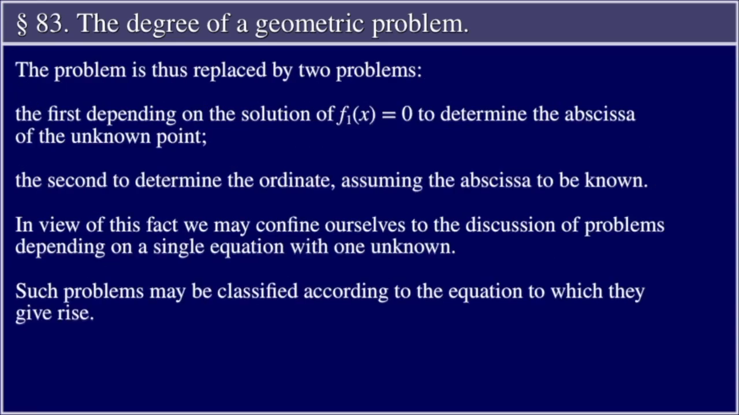The problem is thus replaced by two problems, the first depending on the solution of f1(x) = 0 to determine the abscissa of the unknown point, the second to determine the ordinate, assuming the abscissa to be known. In view of this fact, we may confine ourselves to the discussion of the problems depending on a single equation with one unknown. Such problems may be classified according to the equation to which they give rise.